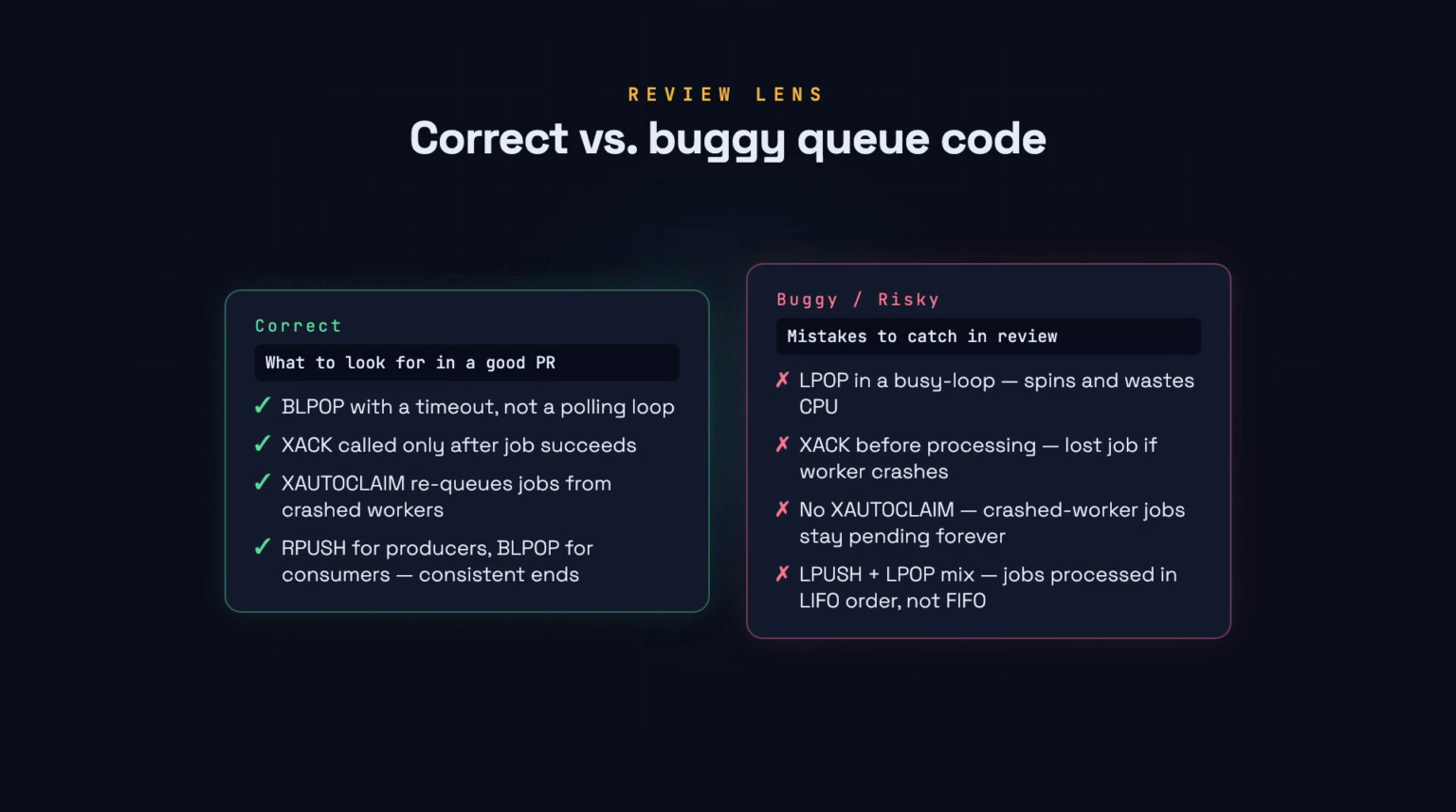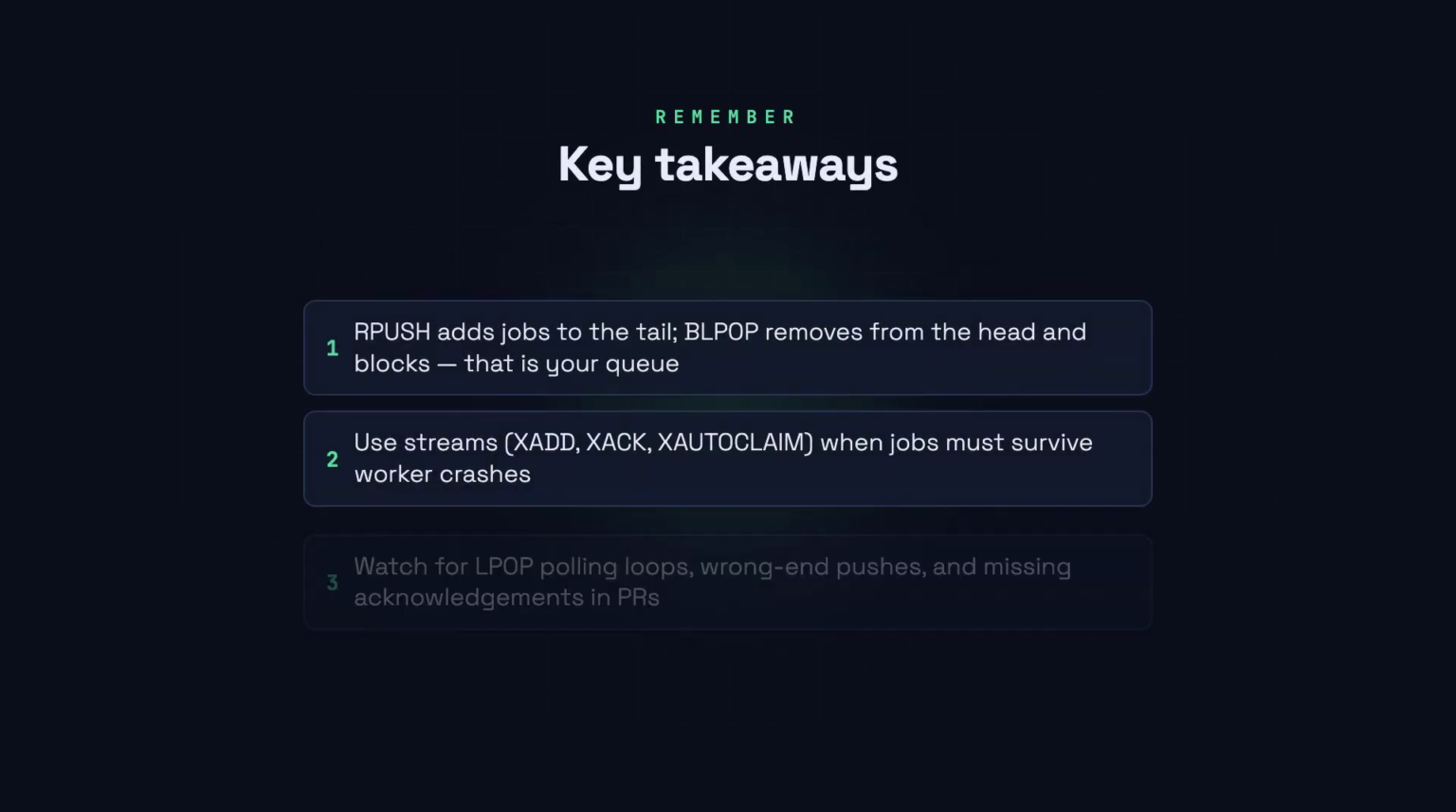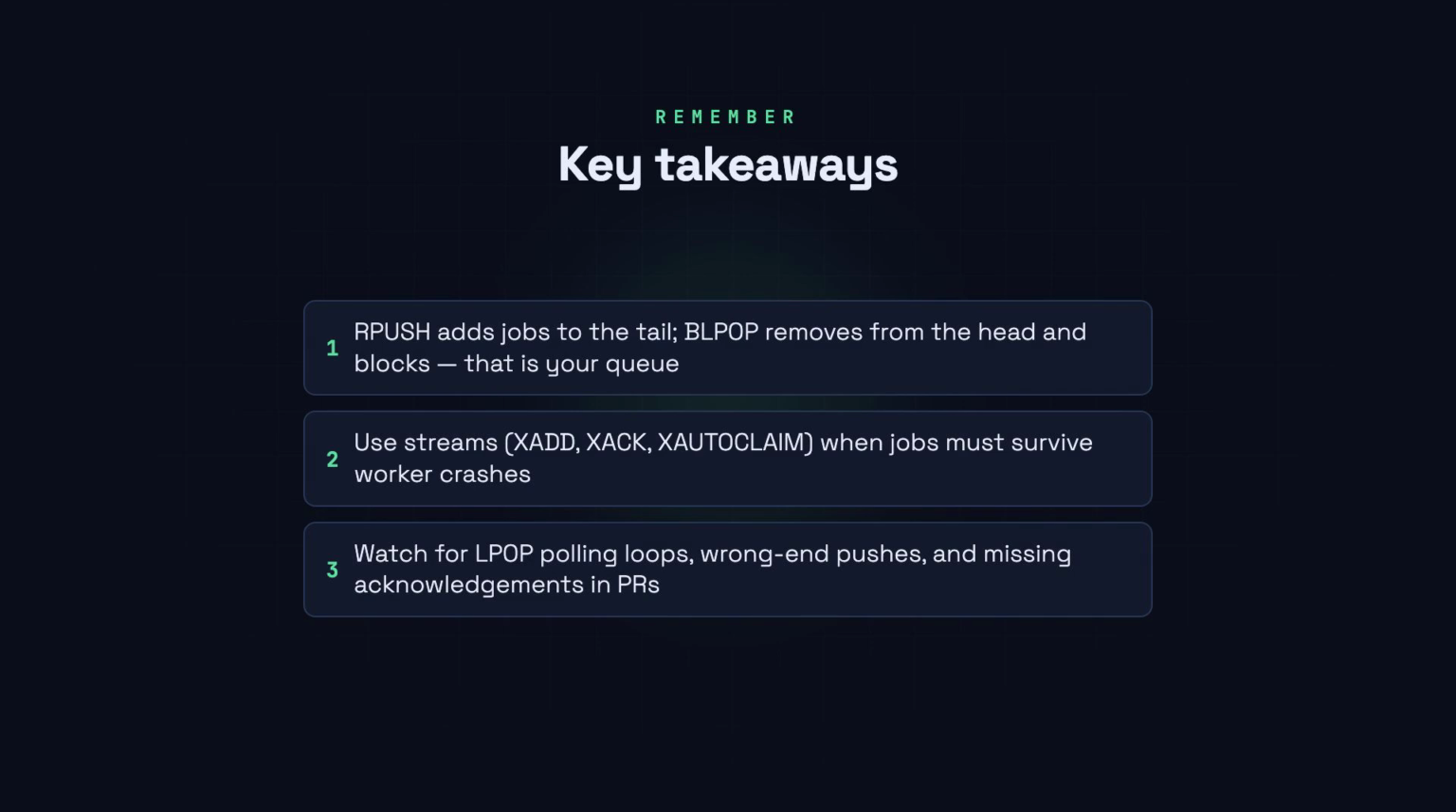With streams, verify that XACK is called after processing, not before, and that a reclaim job handles workers that crash mid-flight. Remember, a list gives you a fast, simple queue in 2 commands, and streams when you need delivery guarantees. Those 3 review signals, polling loops, wrong end access, and missing ACKs, cover the most common job queue bugs in real code bases.